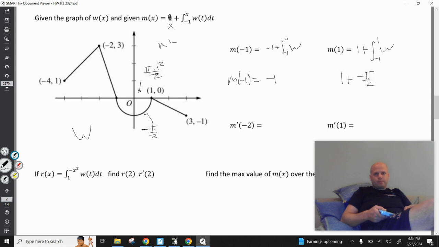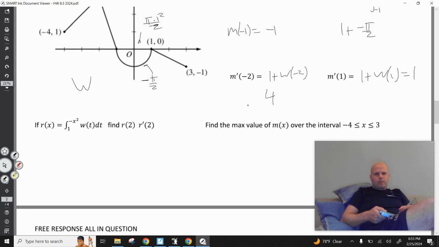Okay, m prime is 1 plus w. If you did this problem normally, you'd see that all the values are shifted up 1. But this is the graph of m prime. But if we go to what I originally intended, m prime is 1 plus w. I wish it was negative 1, but then those areas would have been too tough. So m prime of negative 2 would be 1 plus w of negative 2. W of negative 2 is 3, so this is 4. M prime of 1 would be 1 plus w of 1. W of 1 is 0, so this is 1.